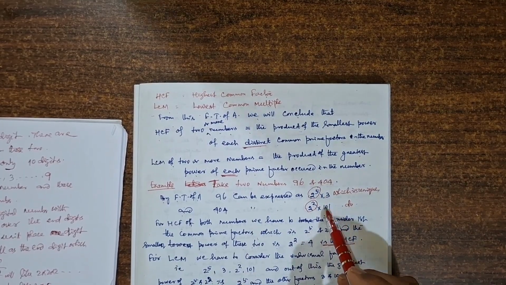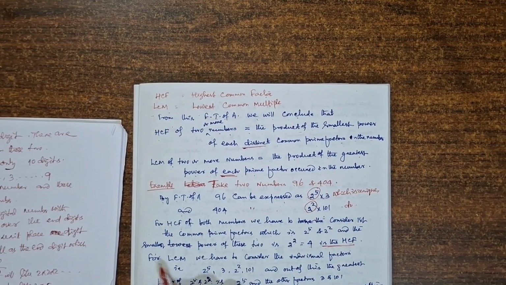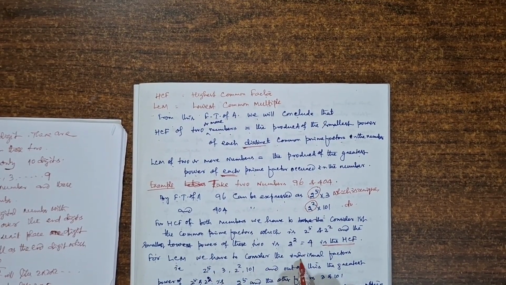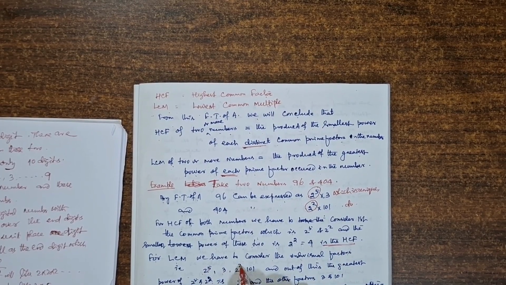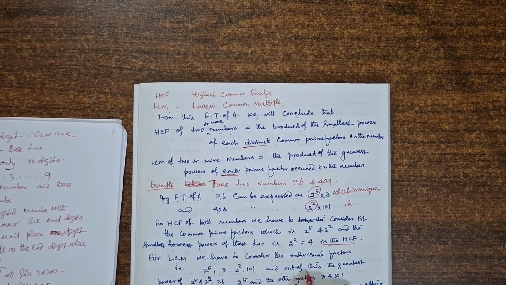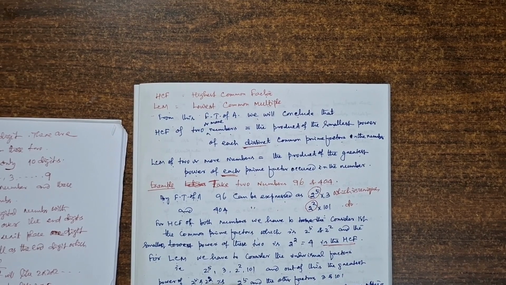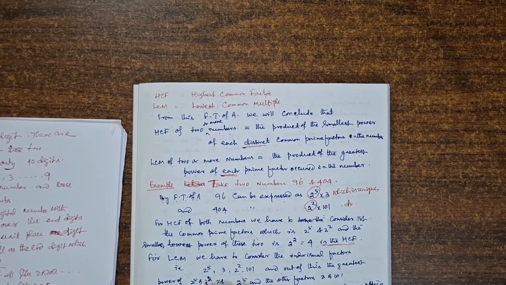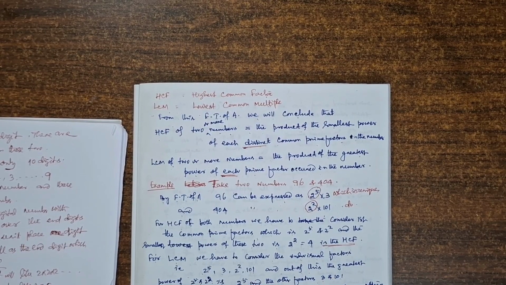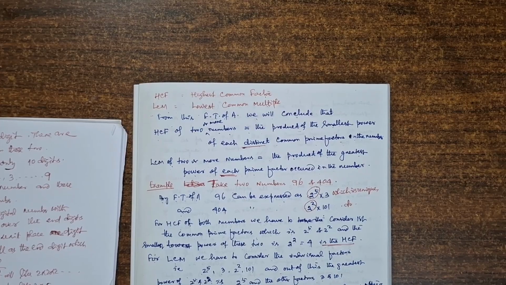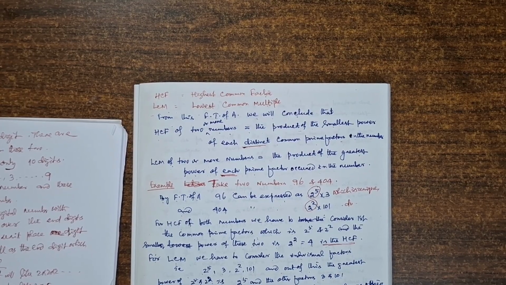And in 3 and 101 there is no common factor. For LCM, we have to consider the individual factors, i.e. 2 to the power 5, 3, 2 to the power 2, 101. And out of this, the greatest power of 2 is 2 to the power 5, and the other factors 3, 101. So LCM is 2 to the power 5 into 3 into 101, that is 9696.